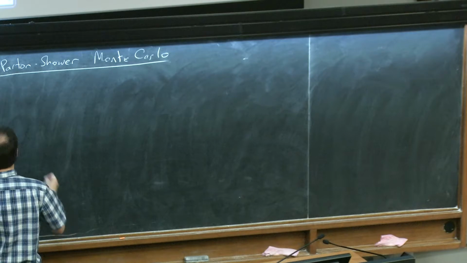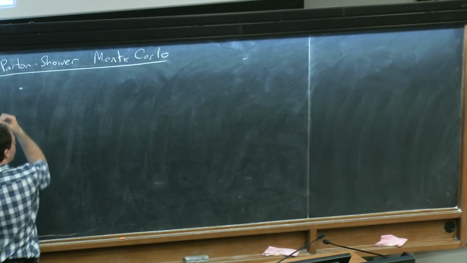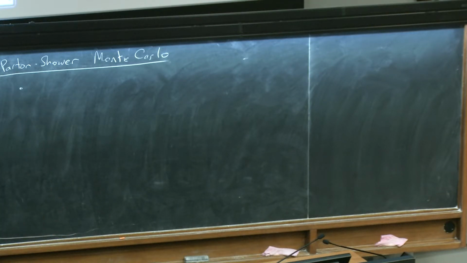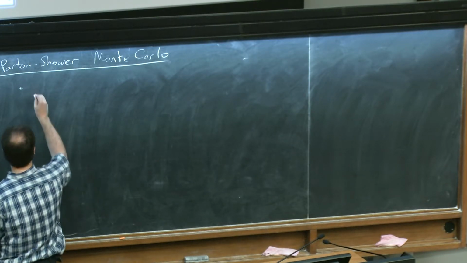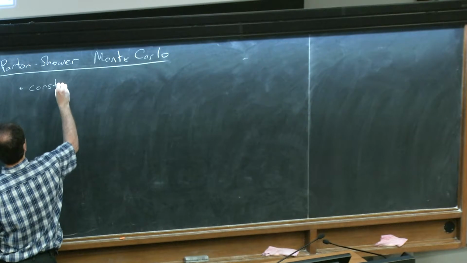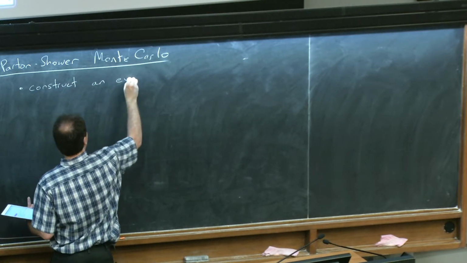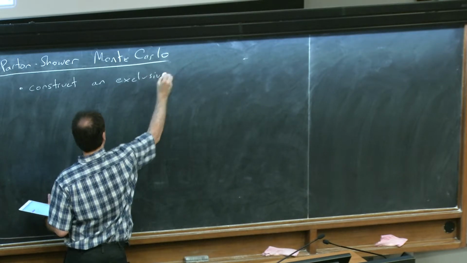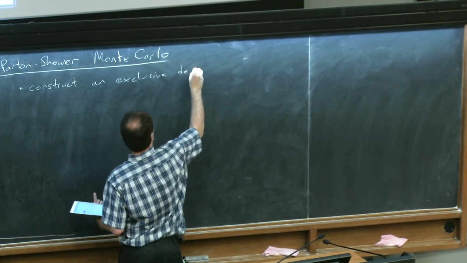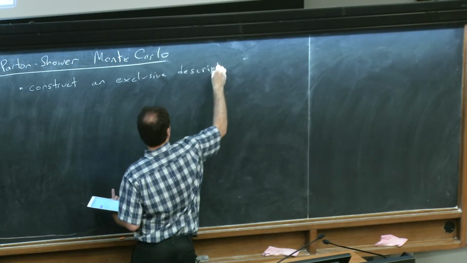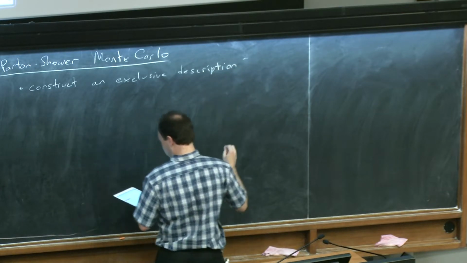And why would I want to do that? Well, so far we've sort of said, let's try to make things as inclusive as possible and extract physics from inclusive observables. But sometimes you just have to bite the bullet because you really need a very exclusive description of the event. And if you need that, this is the tool to use, parton shower Monte Carlo.